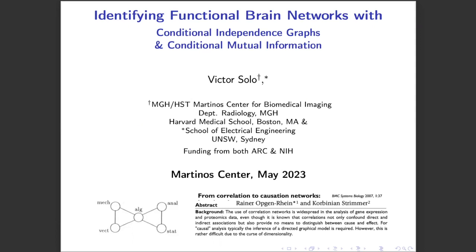The first one is this quote here, from a paper in BMC Systems Biology 2007. It's a genomics paper, but those guys have similar problems with network construction. It says, the use of correlation networks is widespread in the analysis of gene expression. Well, you could say fMRI and MEG in place of that, and proteomics data, even though it's known that correlations not only confound direct and indirect associations, but also provide no means to distinguish cause and effect. I'll be talking about cause and effect later. It's the direct and indirect associations getting confounded, which is a huge problem.